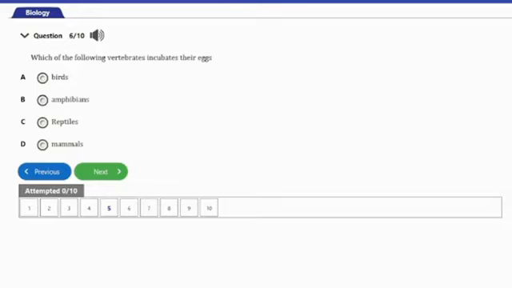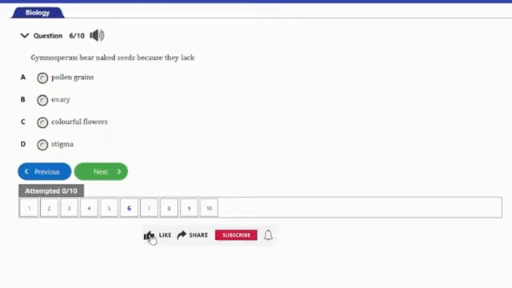Let's go ahead and consider the next question. Question number 6 here, it says, gymnosperms bear naked seeds because they lack A, pollen grains, B, ovary, C, colorful flower, D, stigma. So guys, the answer to this question is option B, and that's the ovary. So gymnosperms do not have an ovary, so they actually bear naked seeds. So that's it for that question.